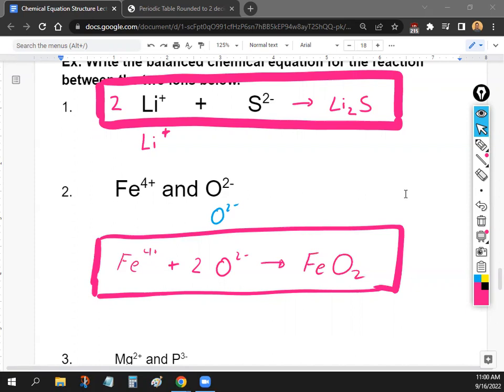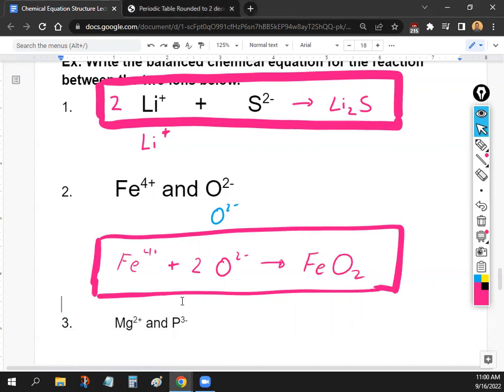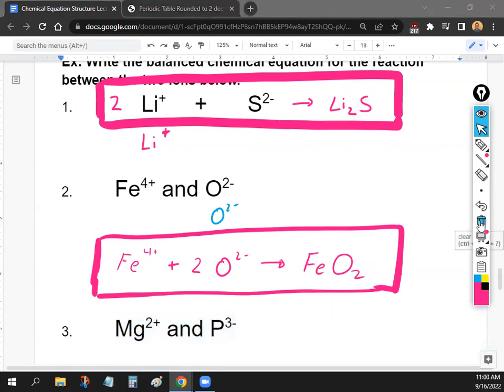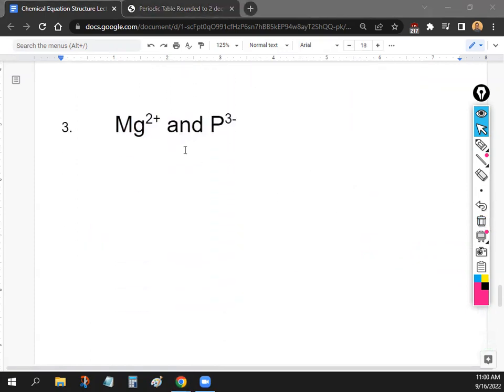I'm going to give you probably the hardest problem that you'll see on your assignment today, right now. So I'll give you about 3 minutes to work on this one as well, and then after that, we'll move on to the last type of questions for today. The last type of question and the hardest one is this one right here. I'll scroll down. I want you to write the equation when you combine Mg2+ and P3-. Take about 3 minutes, work with the person next to you, and see if you can figure that out.